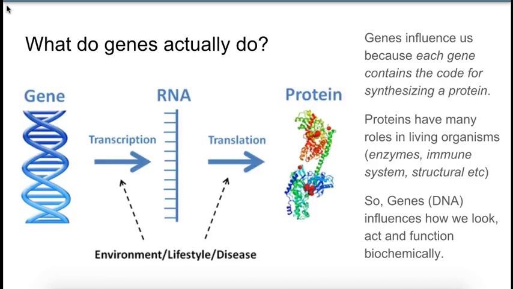We haven't looked at transcription and translation, but this is a very simple diagram. We'll look at those two processes later. But we can see here a gene, through transcription, leads to RNA, and then through translation, the RNA gets converted into our protein. So the gene contains the original code, leading to the single protein being produced. And as we can see down the bottom there, this can be influenced by environment or lifestyle or disease.